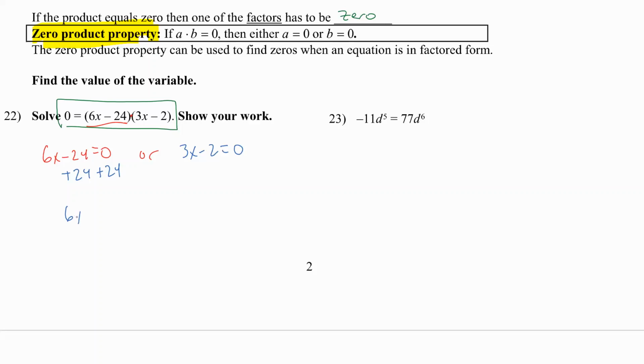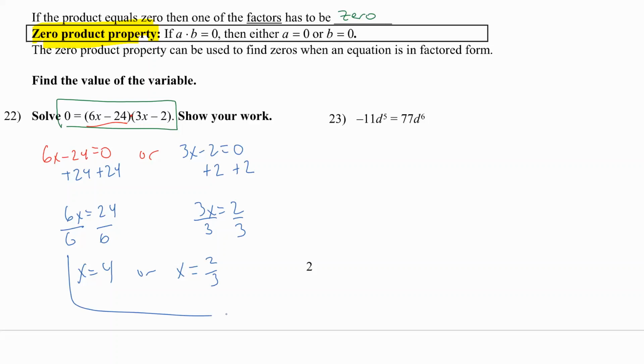And then once we've separated them, that should be easy to solve algebraically. You just do those inverse operations and then divide by 6. So x equals 4, and over here plus 2, and then divide by 3. So x equals 2/3. Okay, so those are our two values of x so that the entire product equals 0. So on number 23, we'll use that information and our understanding of factoring to help us.